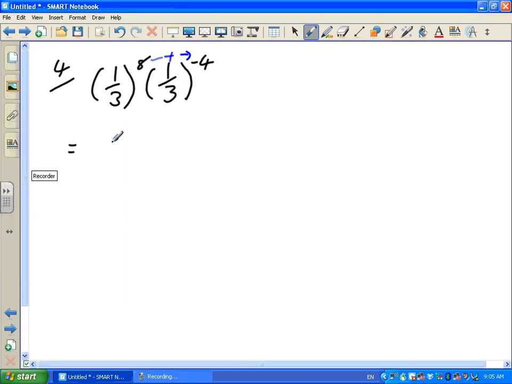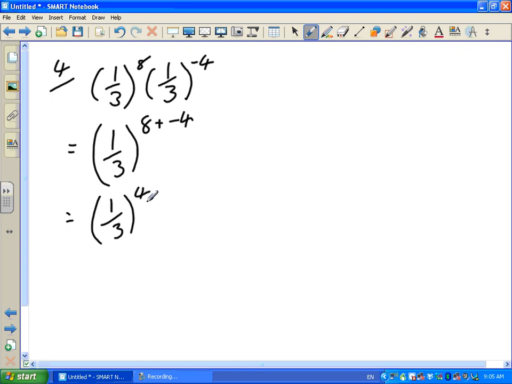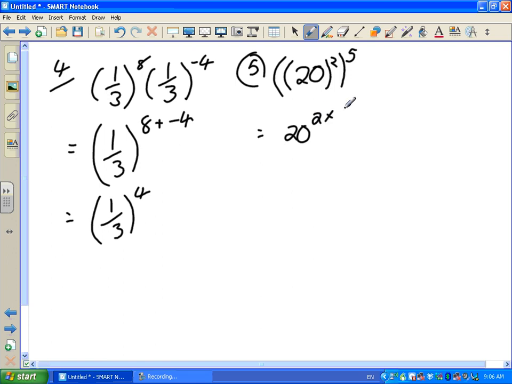So, we keep the base the same, 1/3, 8 plus negative 4. Now, that's a negative, so what's going to happen is we're going to have 1/3 to the power of 4. That's it. All of these questions just wanted a single positive exponent. You didn't have to equate anything. Question 5. Simple. 20 to the power of 2 to the power of 5. We keep the base the exact same because it's a power of a power, we're going to multiply the exponents. 20 to the power of 10.